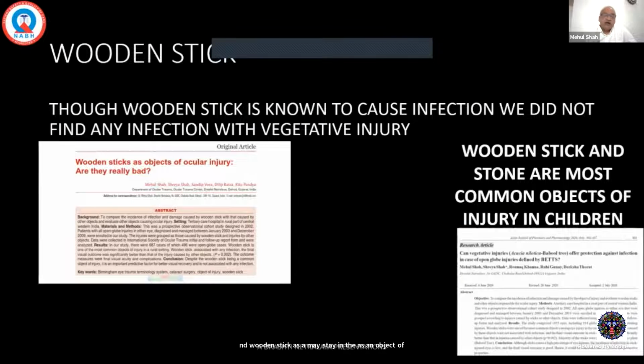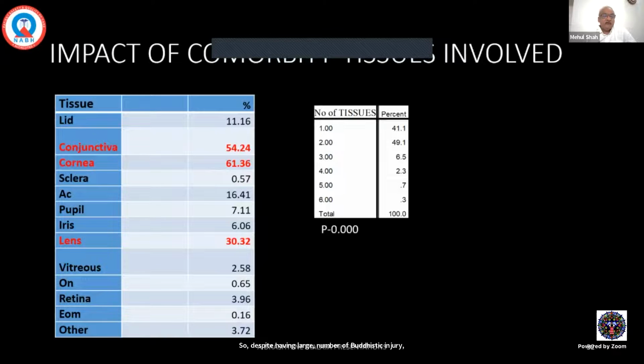We published 2 articles. Although wooden stick injury is a vegetative injury, which is well known, the babul thorn is the wooden stick more commonly involved in our country. We got the chemical analysis of it and found many antifungal and antibacterial elements in it, and we published this in the Journal of Pharmacology. So despite a large number of wooden stick injuries, we had a very minimal percentage of ocular infection.